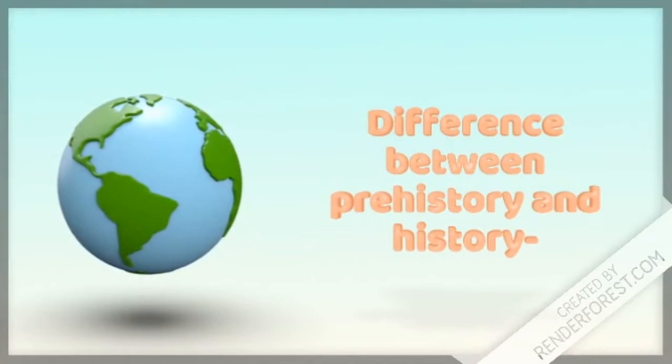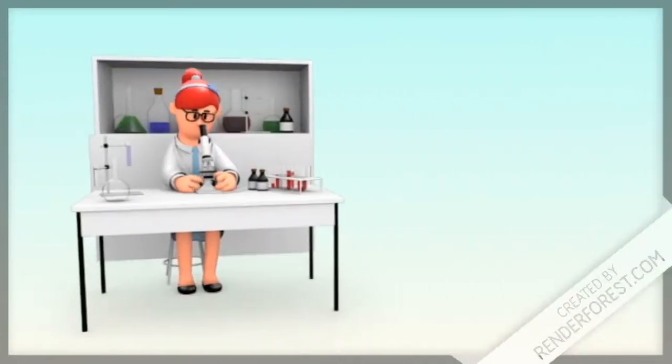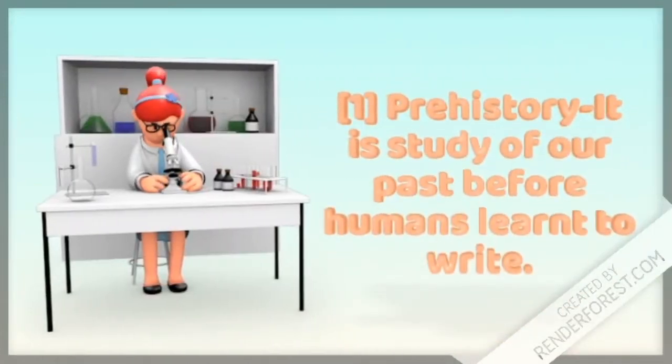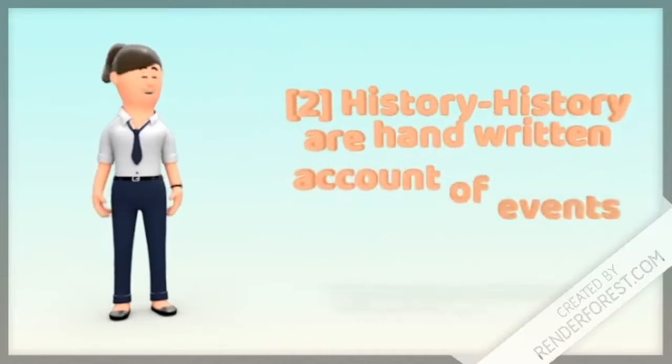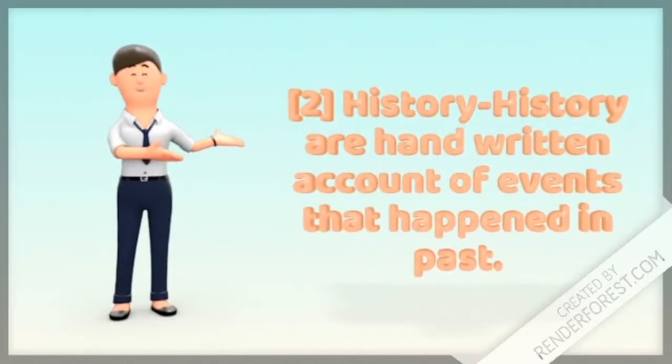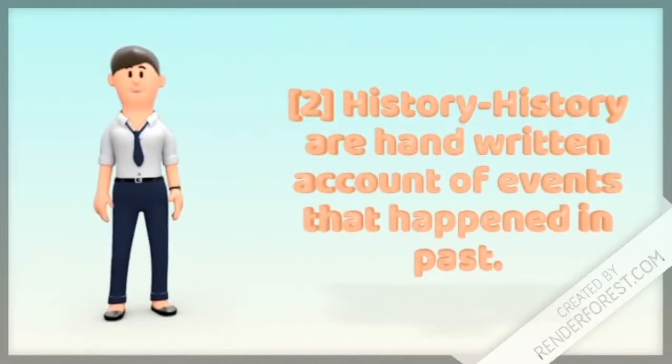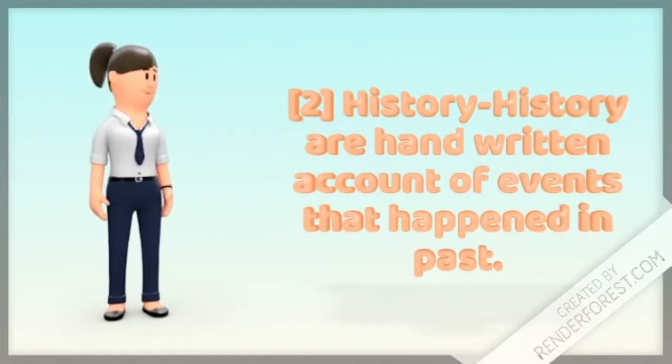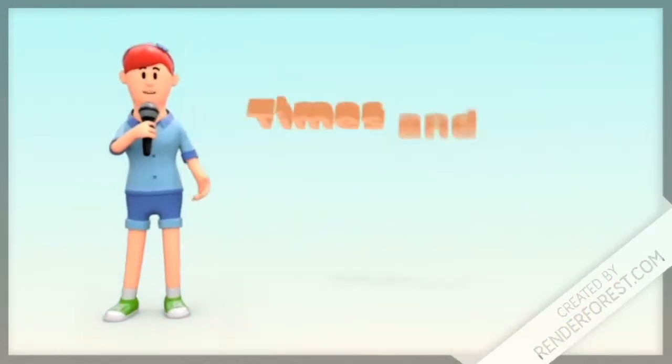Difference between prehistory and history. Number 1, prehistory. It is a study of our past before humans learned to write. Number 2, history. History is the handwritten account of events that happened in the past.